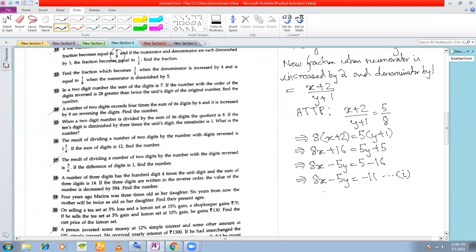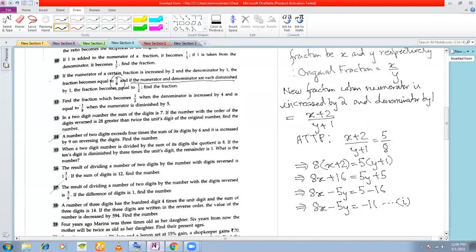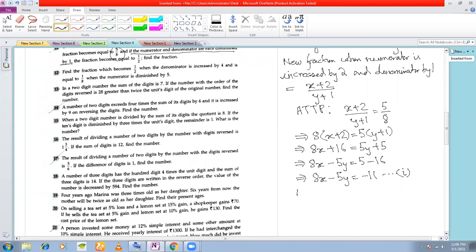Okay. Now we want to form the second equation. So we'll look at the second condition given. What is the second condition? If the numerator and denominator are each diminished or subtracted by 1, the fraction becomes equal to half. So now we'll see the new fraction when the numerator and denominator are each diminished by 1 is equal to, original fraction was what?